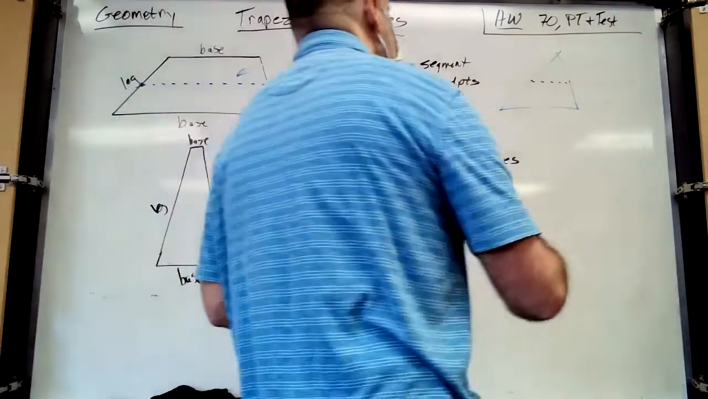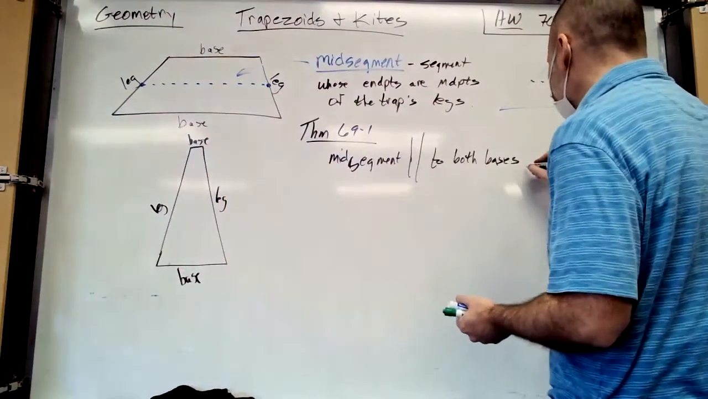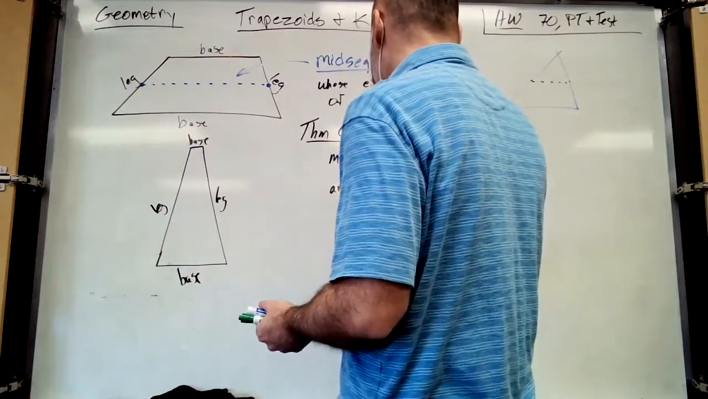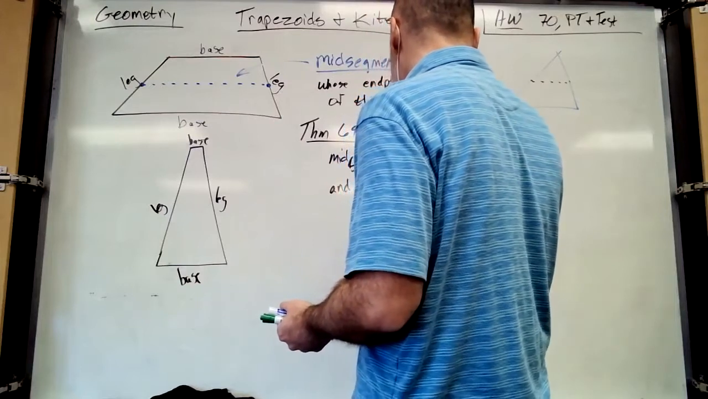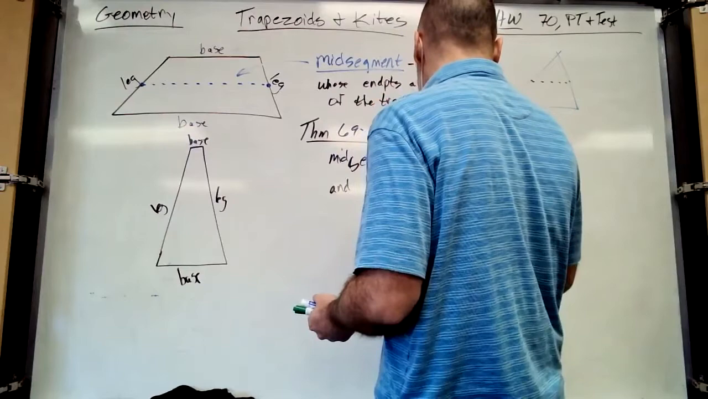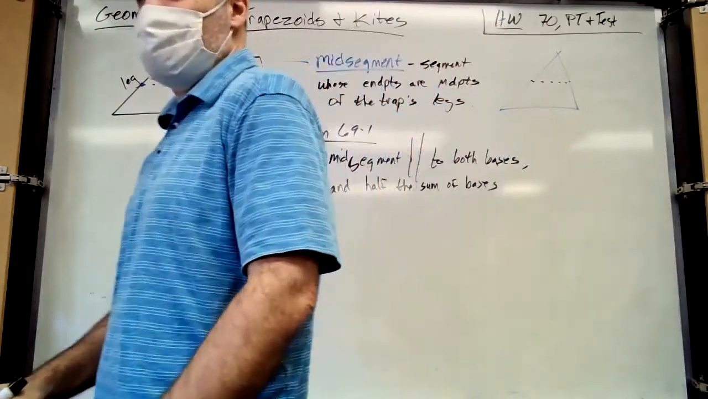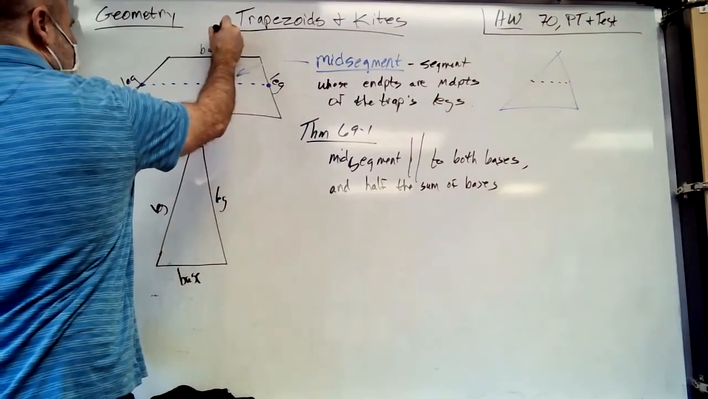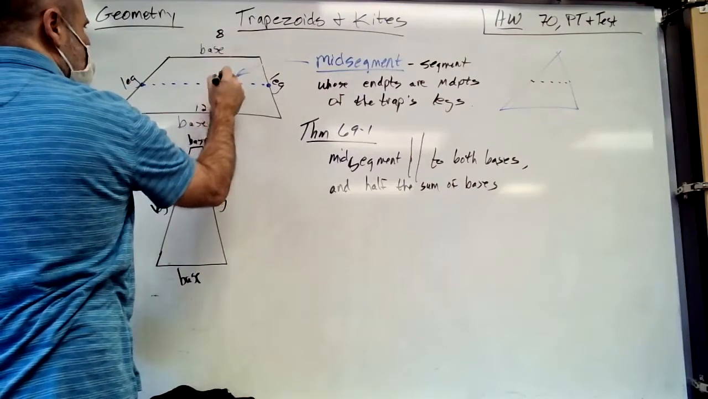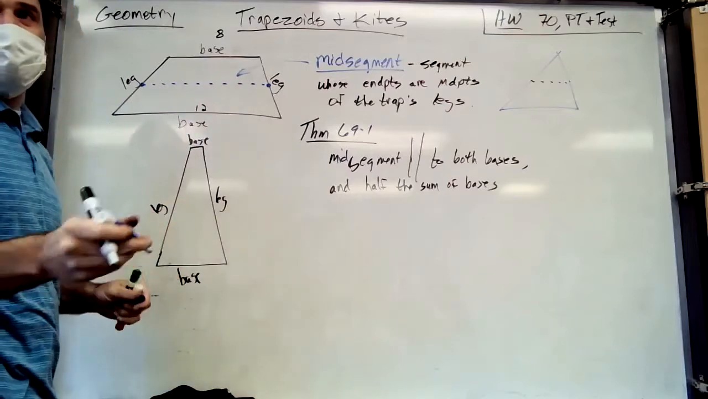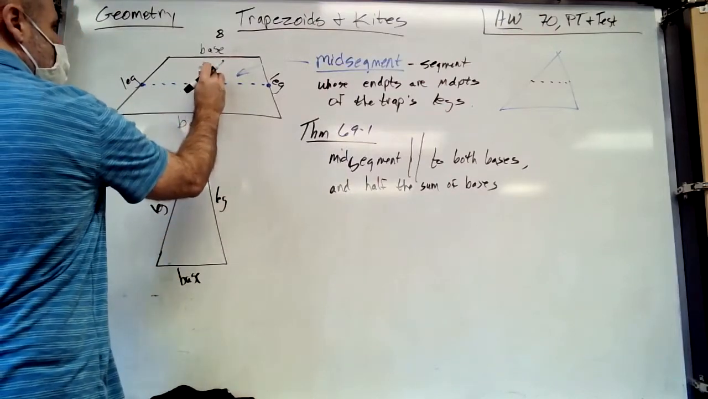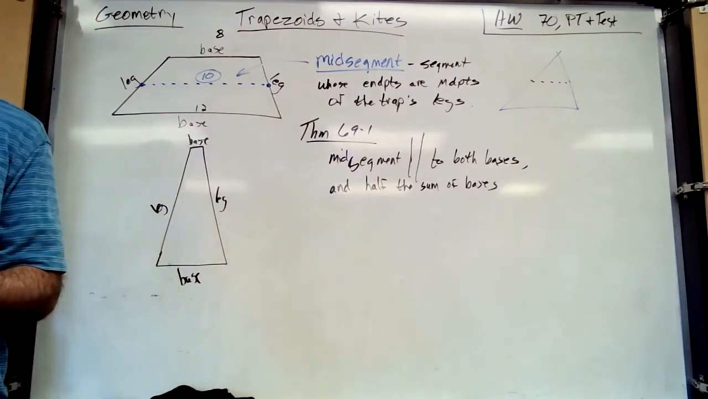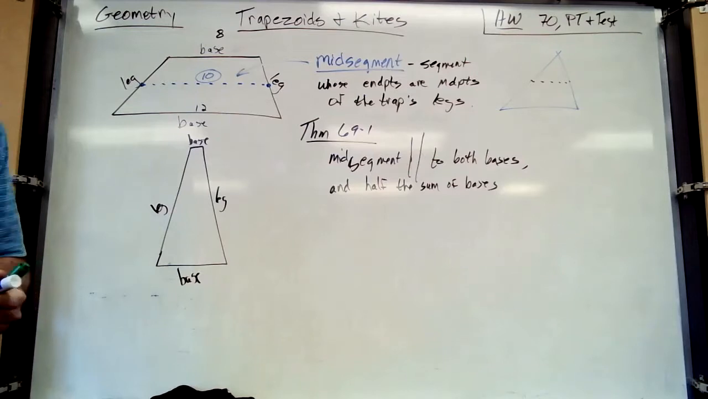Okay? So parallel to both bases and half the sum of the bases. So basically it's the average. It's halfway between the two bases. So if this was like 8 and this was 12, then your mid-segment would be what? 4. Halfway between, right? Or add them up. 8 plus 12 is 20. Divide by 2 is 10. Okay?